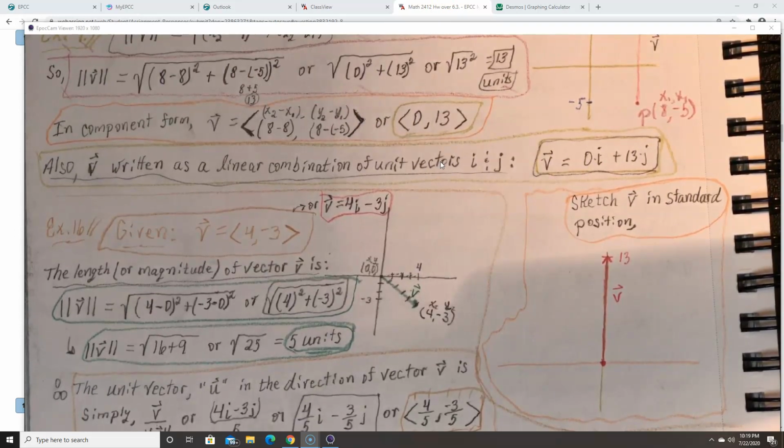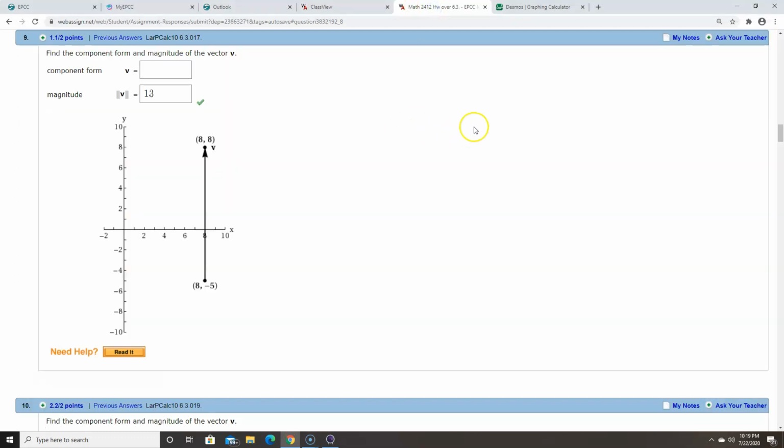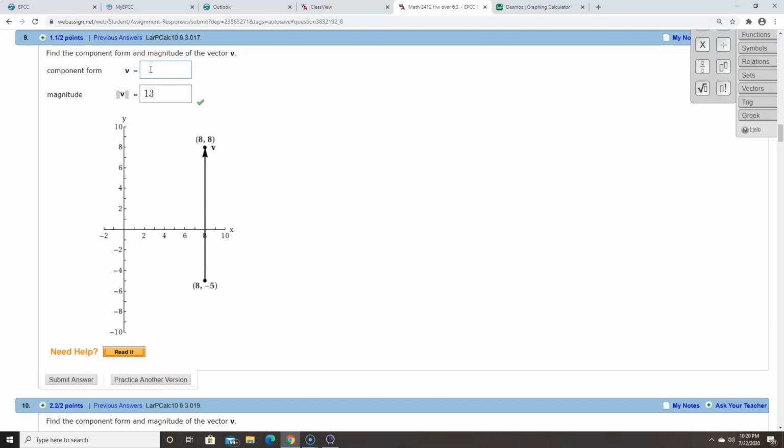Either way, so we come up here. What do they ask for? The vector in component form. They could have said as a linear combination of i and j, and then we would have written 0i. I wonder what happens if I write that.